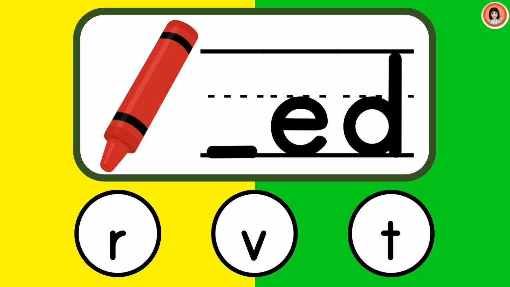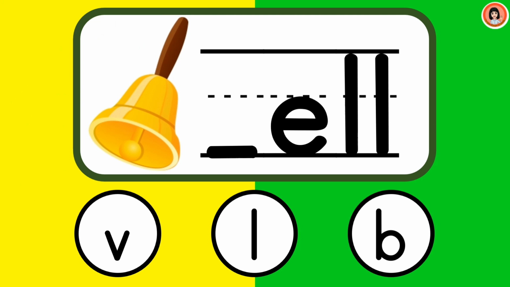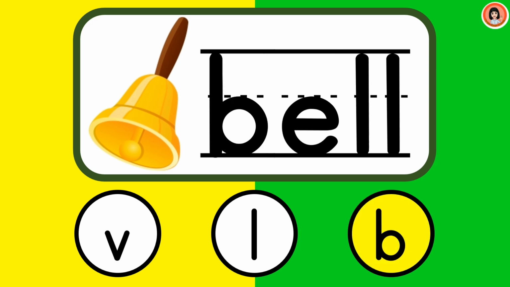This is the color red. Good job. What is the beginning sound of the word red? Is it r, v, or t? The correct answer is r, red. This is a bell. Good job. What is the beginning sound of the word bell? Is it V, U, or B? The correct answer is B, bell. Good job, kids!